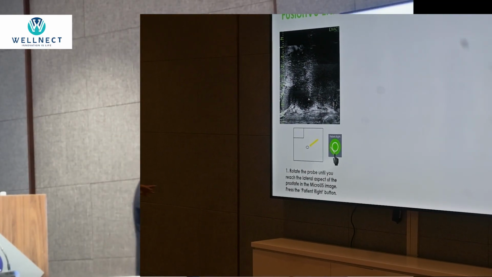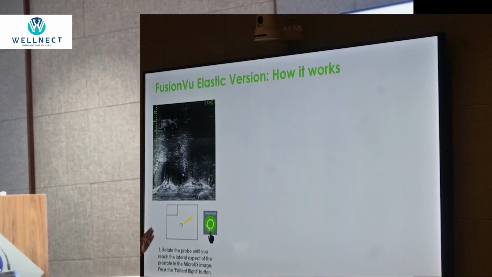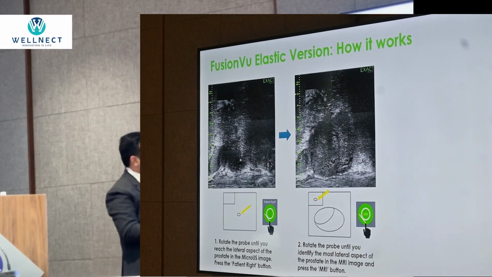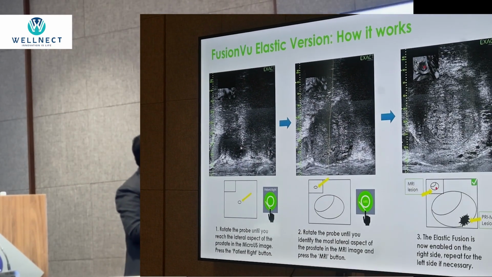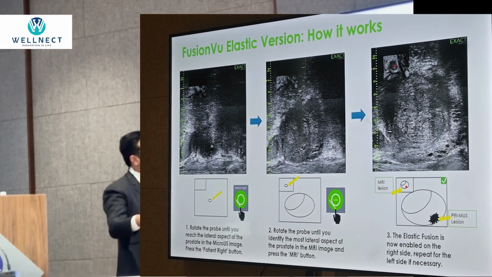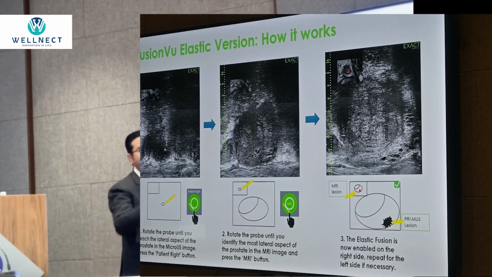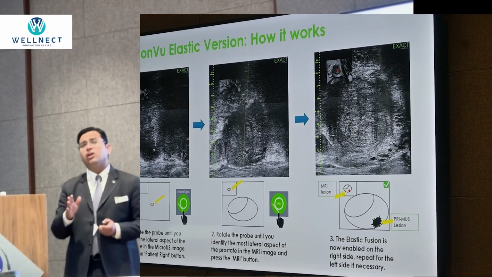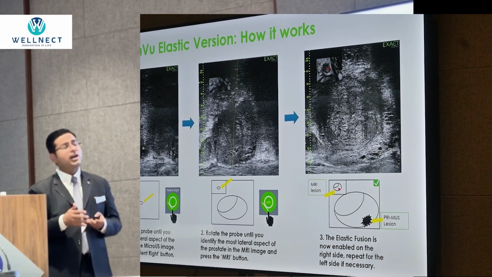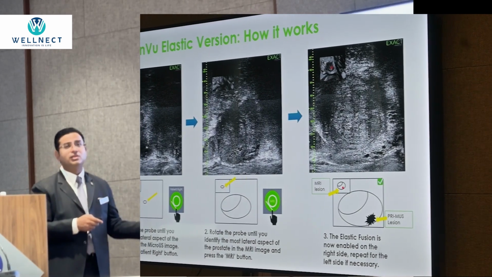So I was saying that you rotate the probe. If you are doing it on the right side, rotate the probe completely to the right, mark that point, then rotate the MRI image to the right and mark that point. Now the MRI image and your ultrasound image are mapped, and then you can move your ultrasound along with the MRI. But I'll say this strongly, you actually don't need fusion with this machine. It is very, very intuitive. You'll be able to identify areas after a point in time. I hardly feel like using fusion with this machine.